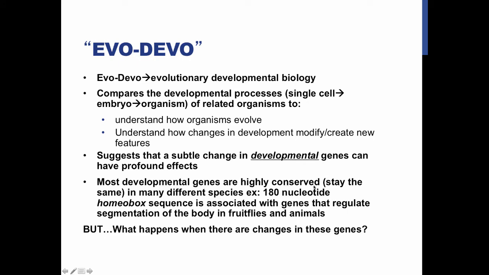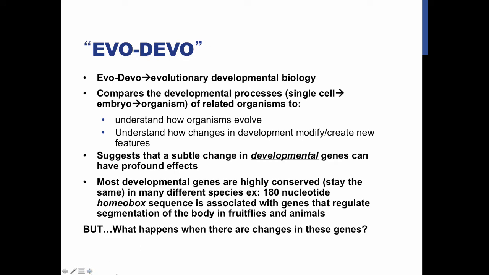So most developmental genes are highly conserved, so they stay the same in many species. We've got this homeobox sequence, for example, associated with genes that regulate the segmentation of the body in fruit flies and animals. The same genes regulate the development of segmentation in the body. They tell your abdomen to be your abdomen, your head to be your head. They tell the cells in the right places where to divide so that that abdomen becomes the abdomen in the middle and not on the top, and so on and so forth.